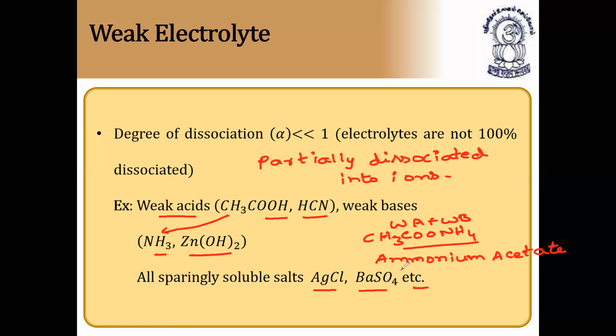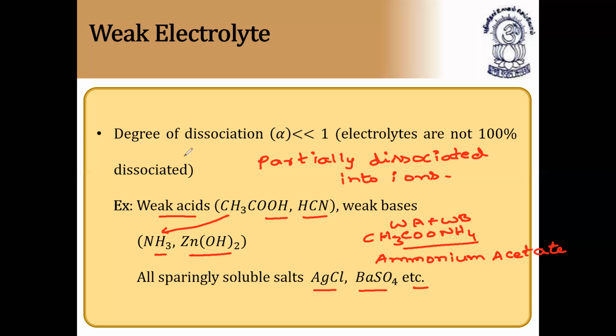So all these things are very important. Strong acids and strong bases are called strong electrolytes. Weak acids and weak bases are called weak electrolytes. Salts obtained from a strong acid and strong base are also called strong electrolytes. And salts obtained from a weak acid and weak base, and certain sparingly soluble salts like barium sulfate, silver chloride, etc. are called weak electrolytes.